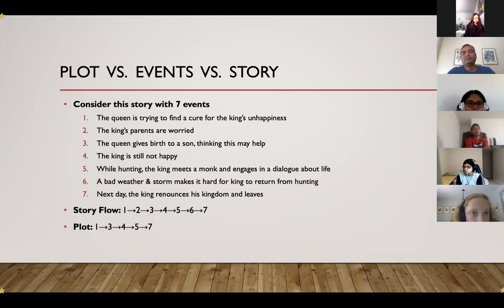Now it might not be in that sequence all the time. So time sequence is a different conversation altogether. But from the plot perspective, if you leave out the king's parents being worried, there's no harm. If you leave out bad weather, there's no harm. But if you think about story, these two are important. The first one, it really grounds the viewer or the reader into the reality of it, right? It makes an impact. The family is worried, right?